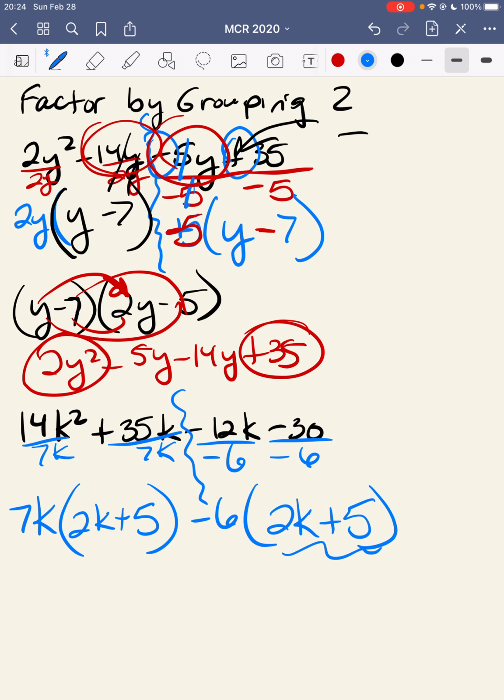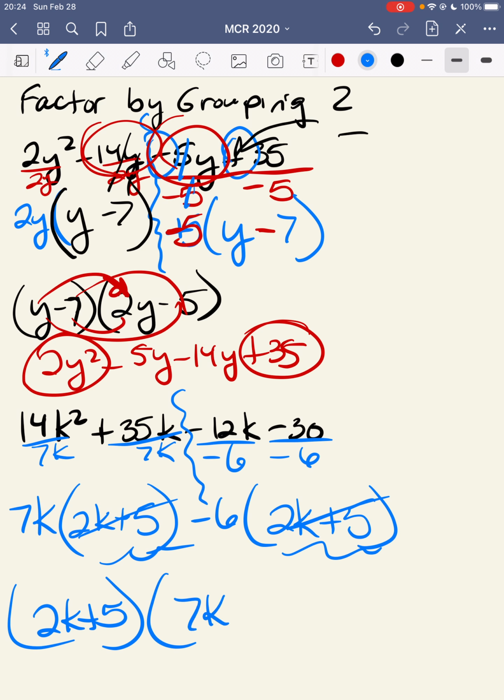And I see that I have a binomial GCF here. I'm going to go ahead and factor that out. So I have 2k plus 5 as my binomial GCF. That cancels. The leftovers go over in the second binomial, which is 7k minus 6. And if I factor this, I should end up back where I started from.